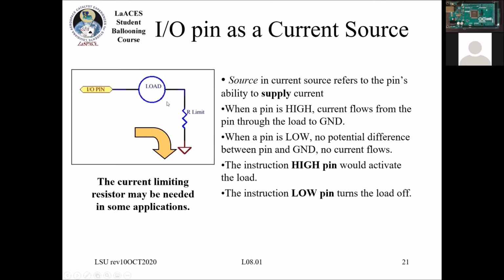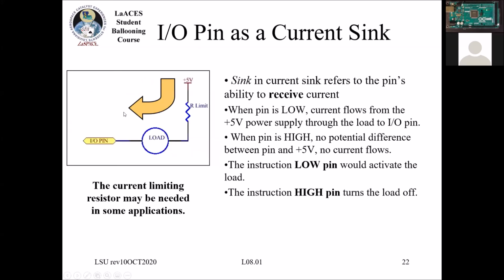When it's high, you flow through the load to ground, and it's acting as a current source. When the pin is low, this is at 0, this is at 0, so there's no current flow whatsoever. And usually the way you use this is you turn the pin high to activate whatever this load is, and you turn the pin low when you want it off.